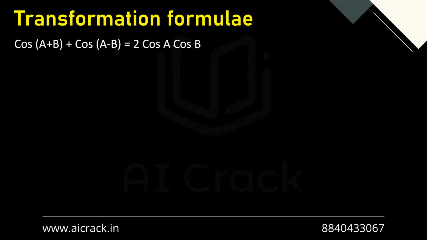Now let's move forward with cos of a plus b plus cos of a minus b equals 2 cos a cos b. Again we'll be using the brute force method, but we don't have any kind of shortcut or similarity in the next two formulas, just like we had in terms of the first two formulas, right?